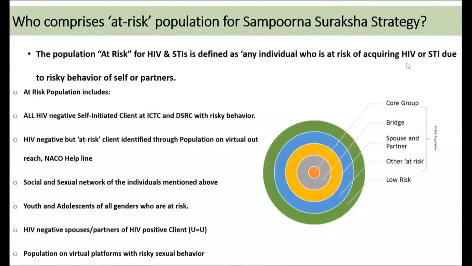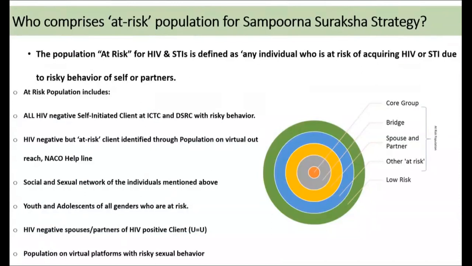So this is about who comprises the at-risk population for this Sampurna Suraksha strategy. As I briefed earlier, the population at risk for HIV and STI is defined as any individual who is at risk of acquiring HIV and STI due to the risky behavior of self or the partners. So both have to be taken into account.